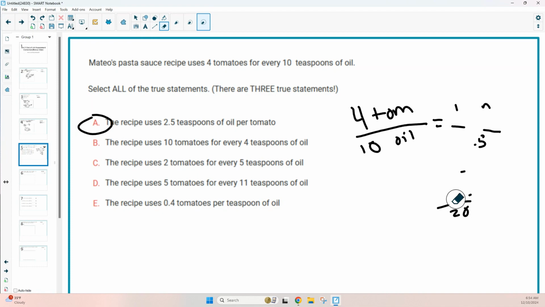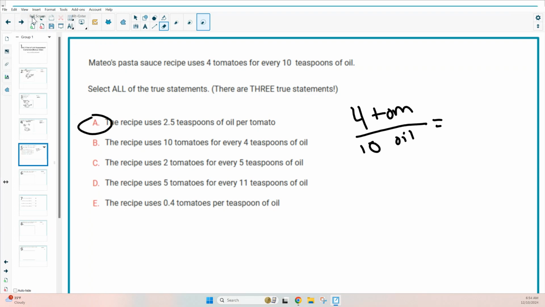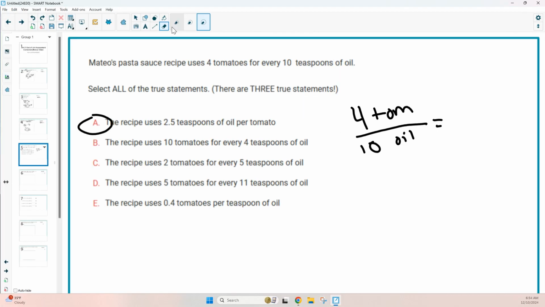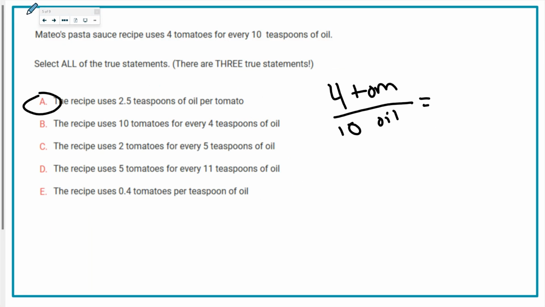I'm going to keep the 4 tomatoes to 10 teaspoons of oil, because that is what we're working with. Oh, I gotta switch back to the pen. There we go. Okay, 10 tomatoes for every 4 teaspoons of oil. We already know that that's not true. You cannot just swap the numbers around.